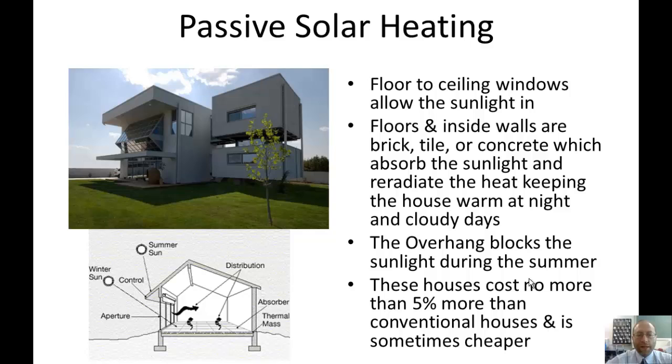The time when you want to have the heat from the sun is in the winter. You don't want it in the summer. So in order to keep the house in the shade, the windows have the overhang that you see here, and that blocks the sunlight during the summer.